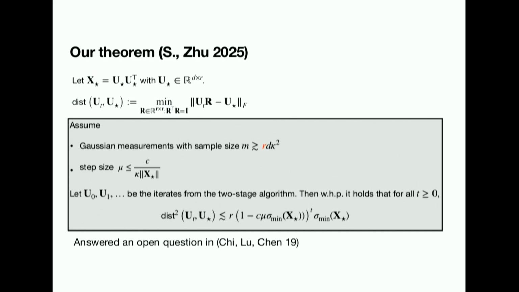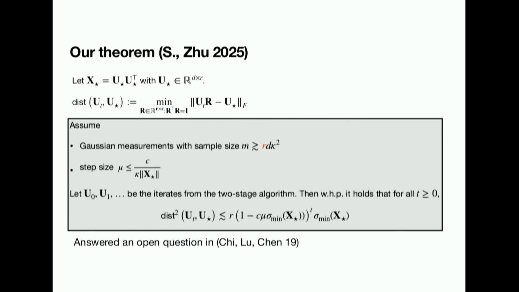And then what does our theorem say? We have Gaussian measurements with sample size m larger than R times D times kappa squared. The important thing here is that this is now linear in R. Of course, this has a dependence on the condition number kappa squared, but this is also there in all previous work, basically. We have some assumption on the step size, and with this assumption, we can show that the iterates converge linearly to the ground truth. This means we have a recovery guarantee which scales linearly in the rank.